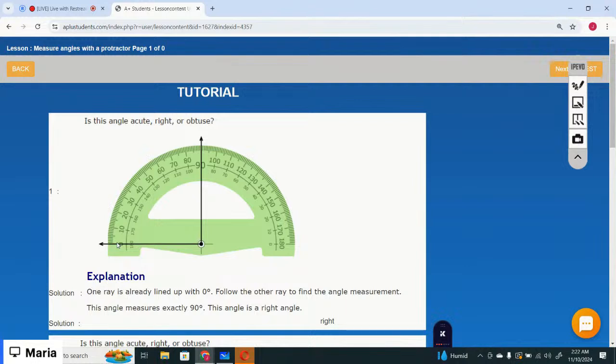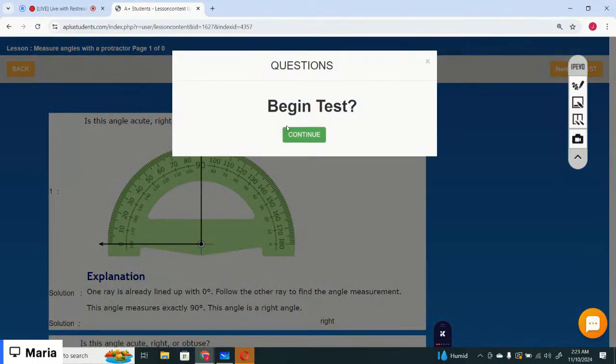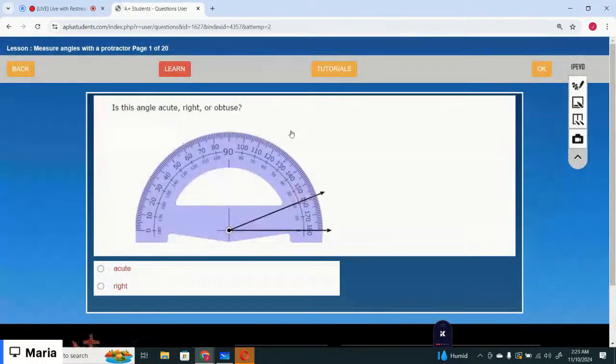So for this one, you can see one of the lines is aligned with 0, and the other is aligned with 90. So that means the angle measures 90 degrees. That is a right angle. Let's just start with the test questions. Is this angle acute, right, or obtuse?